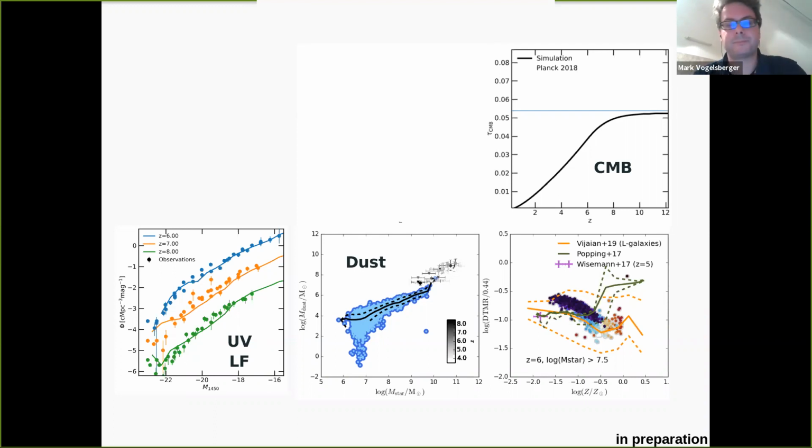Another question in the chat about the dust populations, pointing out that historically, it was a problem that dust destruction was actually too efficient, and wondering whether that's no longer a problem in these models. Yeah, so that's a good point. So the dust, let me just see.